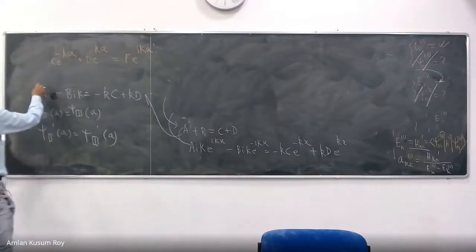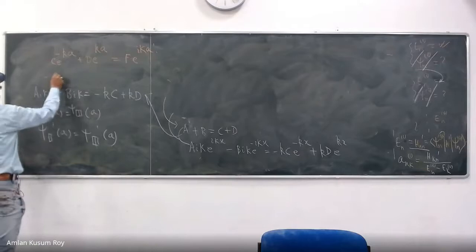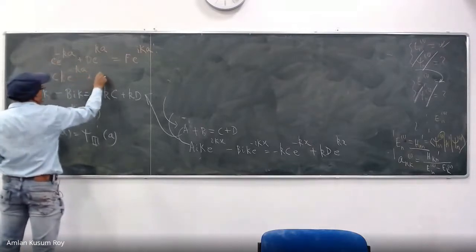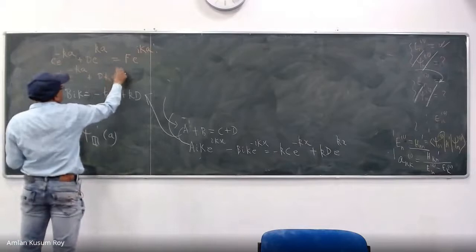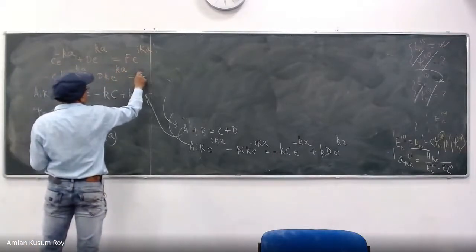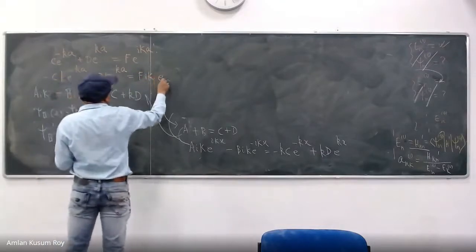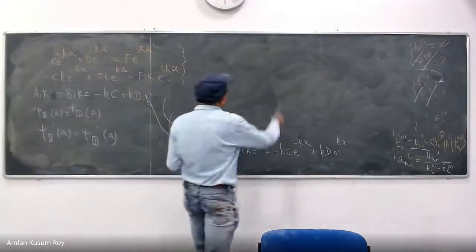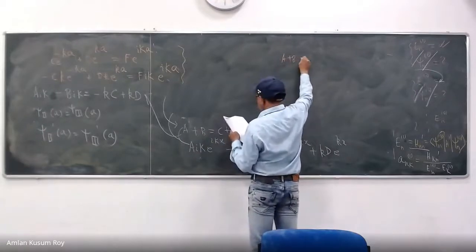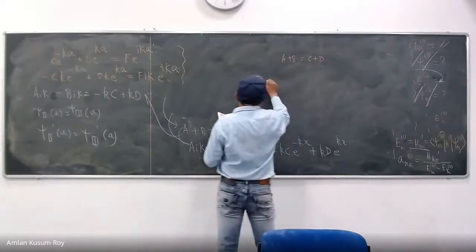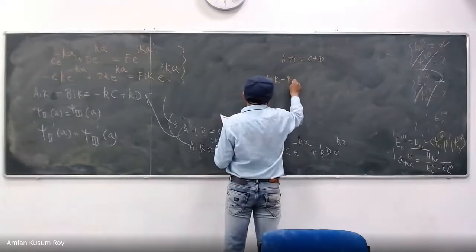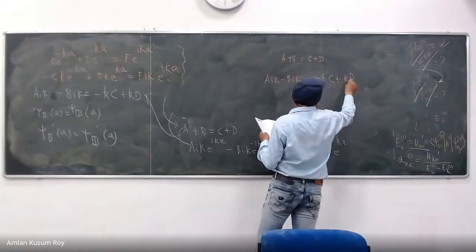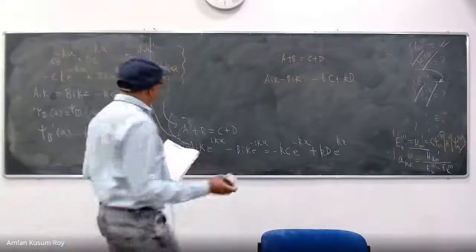Okay. The derivative ones will give you minus C K e to the power minus kappa A plus D kappa e to the power kappa A is equal to F I K e to the power I K A. These two sets of equations and the other two sets of equations where A plus B is equal to C plus D and AIK minus BIK is equal to minus kappa C plus kappa D. Okay, you can delete everything else.